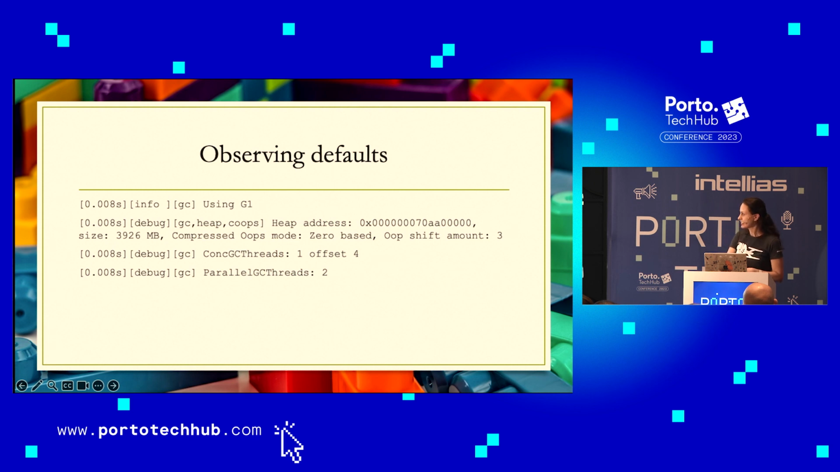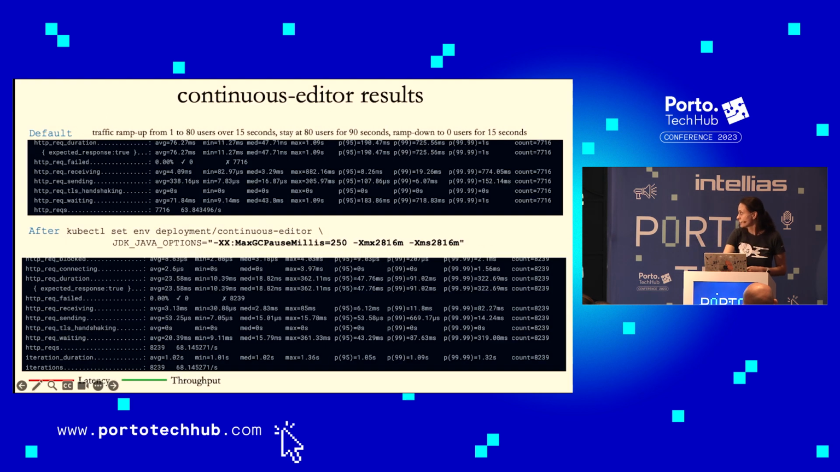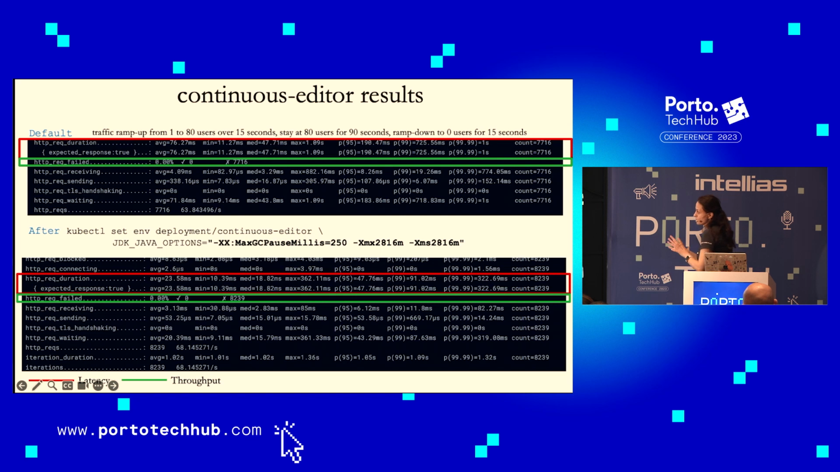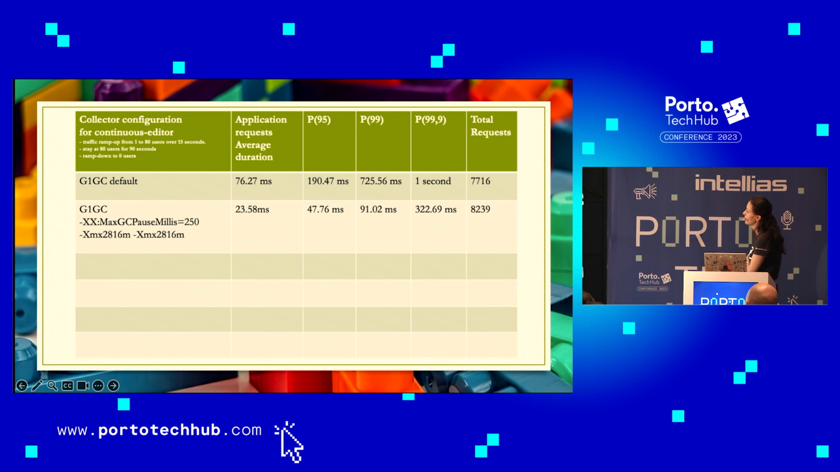However, in the case of continuous editor, I felt like I really wanted to strive for throughput. So I would increase the max GC pause and set, of course, the memory as well. For this one, I also managed to increase my throughput a lot, because I managed to increase the max GC pause millis from 200, the default, to 250 milliseconds. And I could see the results are pretty relevant in terms of improvements. Also, the latency looks pretty good as well. And here's how the difference looks for the IO-bound application.